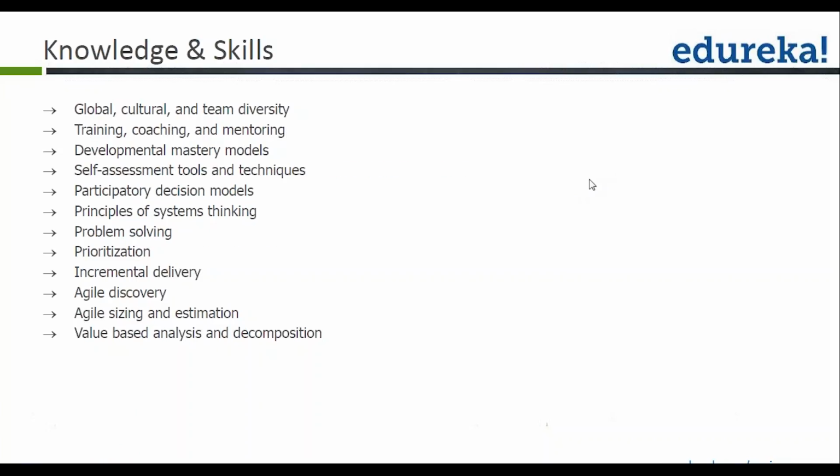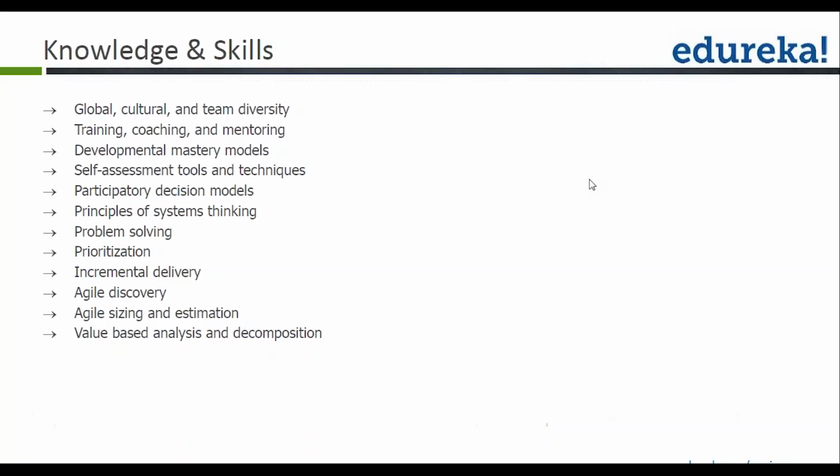Knowledge and skills also includes global, cultural and team diversity. How does a team member work in a global environment, with global cultural challenges? What is agile coaching? What is agile training, agile mentoring? What are the various developmental mastery models in an agile project? Self-assessment tools and techniques, participatory decision models, principles of system thinking. How does one go about problem solving in an agile project? What are the various prioritization techniques for the product?